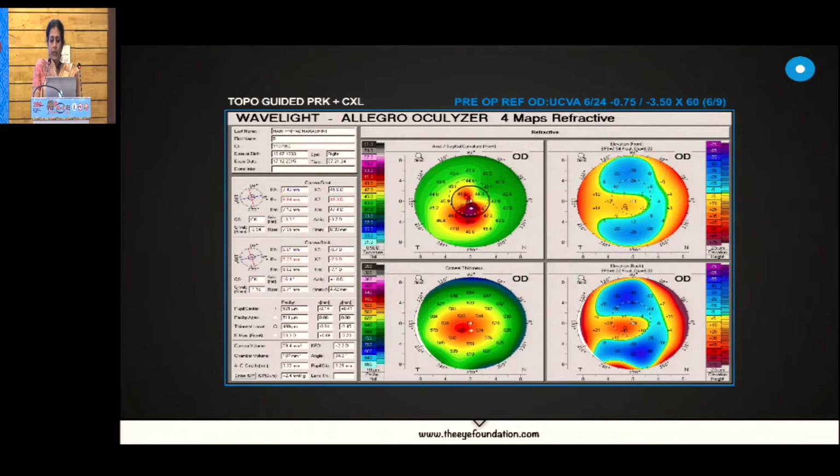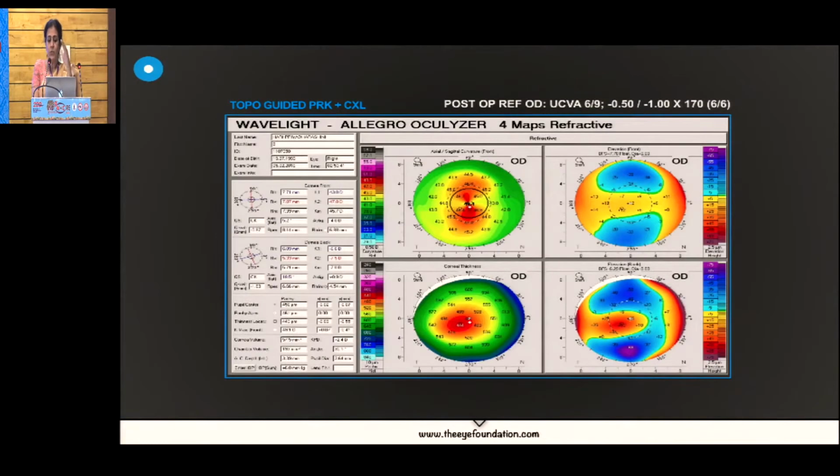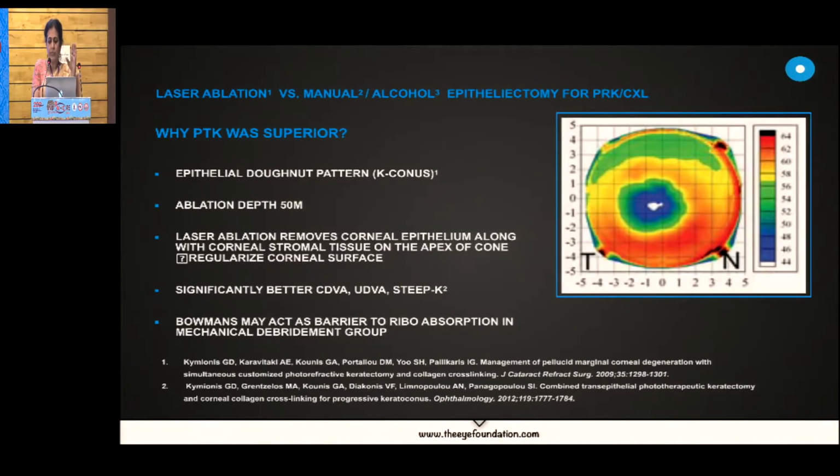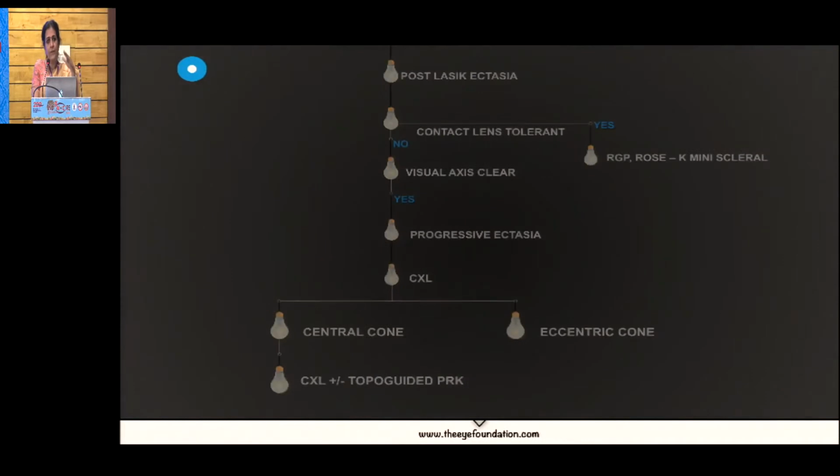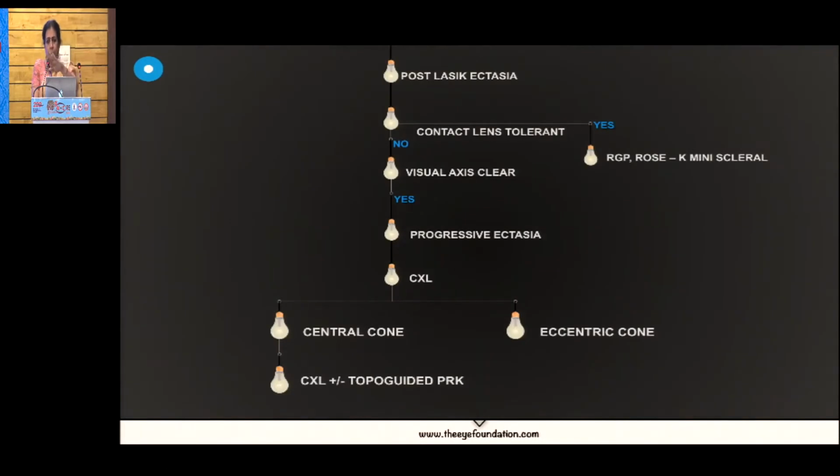And look at this patient, he had an uncorrected visual acuity of 6/24, and after doing a topo-guided regularization and a cross-linking, his vision actually improved. Uncorrected vision from 6/24 came to 6/9, and that has to be kept in mind as an option. Supposing his cornea is quite thin and you cannot do a topo-guided PRK for him, you could even do a PTK regularization of the cornea of these eyes and then do a cross-link, and thus improve the quality of vision by regularizing the corneal surface, that's smoothing out the irregularity of the cornea.